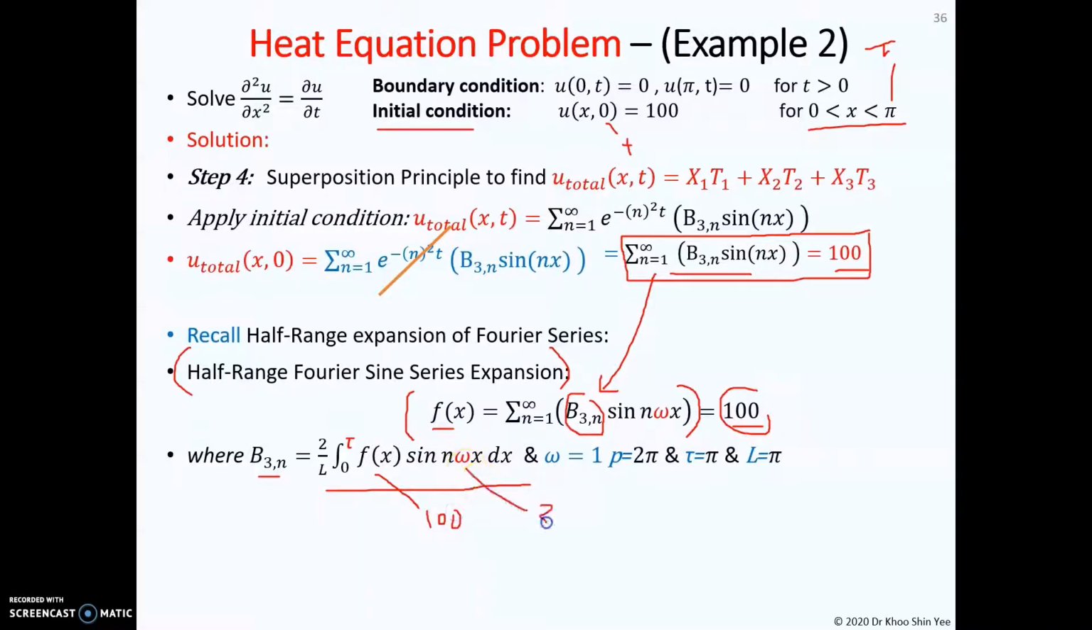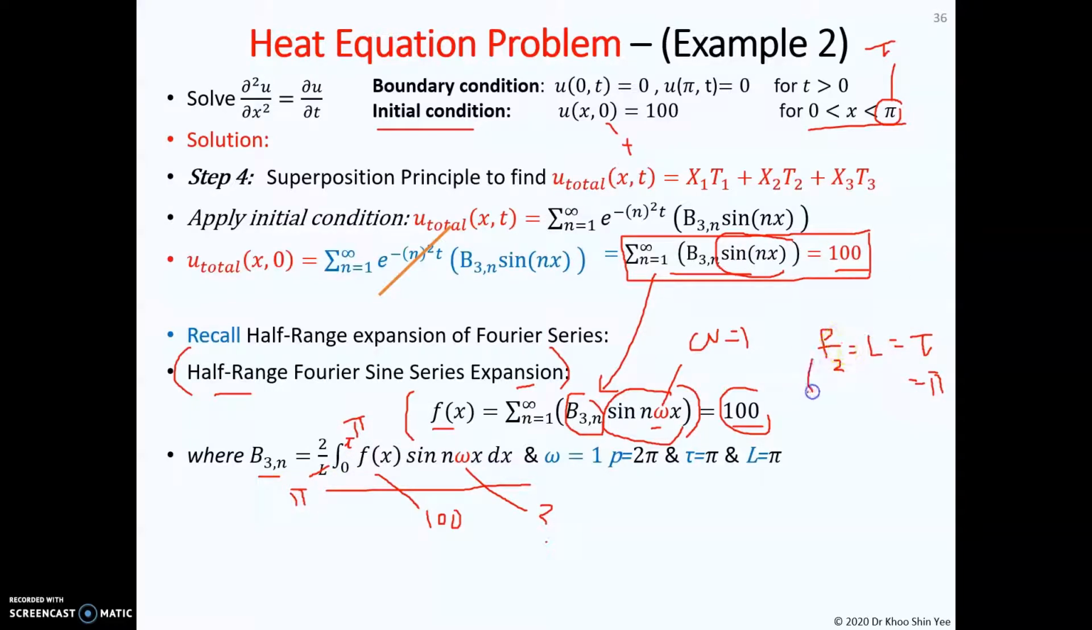So what is your frequency? Your omega you can obtain by comparing these two terms. Since you have sin nx, when you compare with sin n omega x, you get omega equal to 1. The half-range extension has the half-range period, which is P over 2, or the half period will be equal to the tau here. Since tau is equal to pi here, therefore you obtain L, and tau equal to pi. So you can substitute here to be pi.